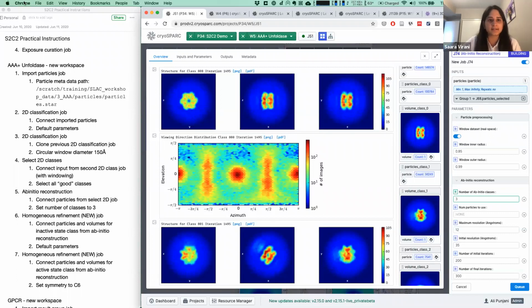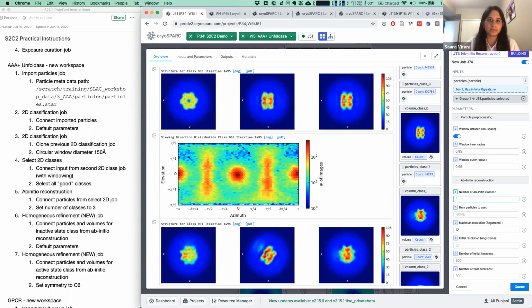We'll come to that question a little bit later. In general, we know, for example, that in ab initio reconstruction, even with a symmetric protein, we're not actually imposing symmetry during ab initio reconstruction.